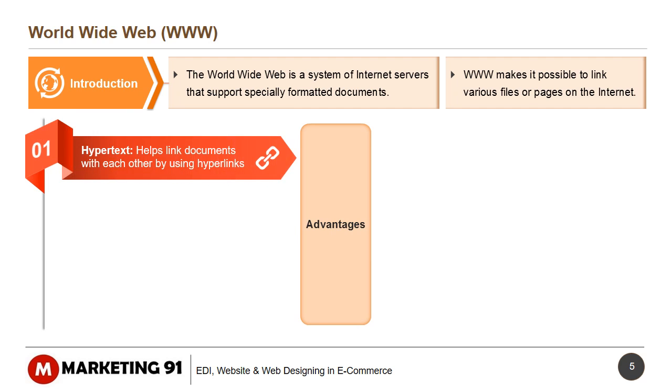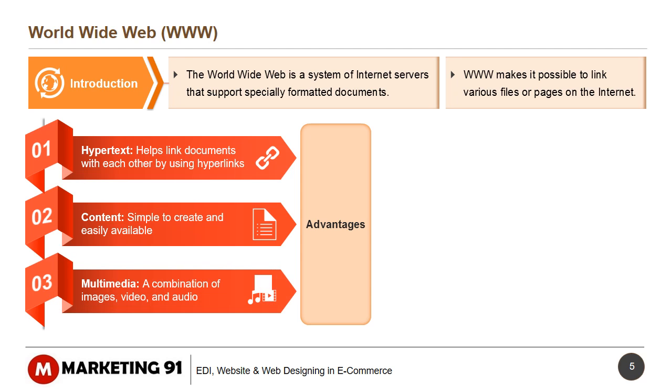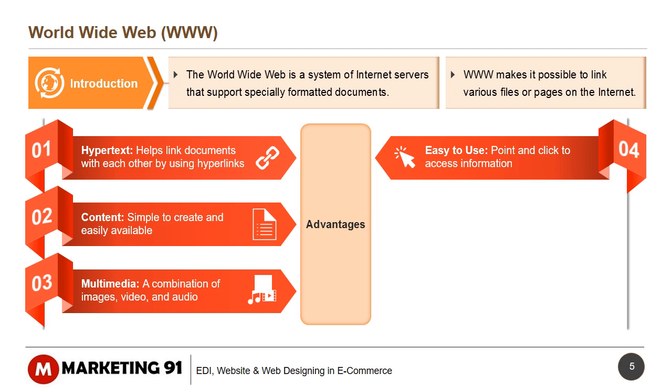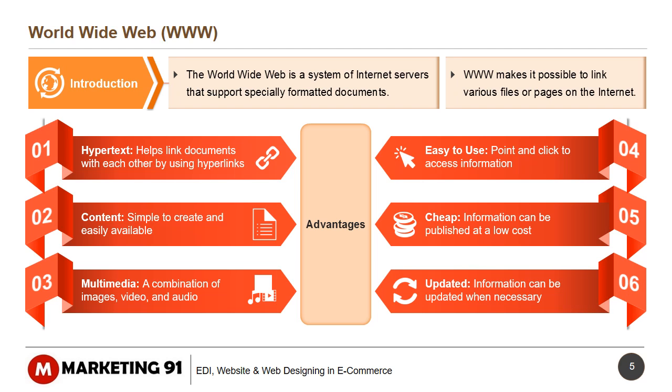The advantages: hypertext helps link documents with each other by using hyperlinks. Content is simple to create and easily available. Multimedia, a combination of images, video and audio. Easy to use. Point and click to access information. Cheap. Information can be published at a low cost. Updated. Information can be updated when necessary.